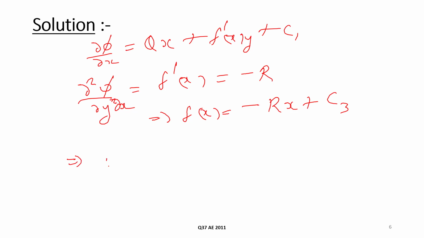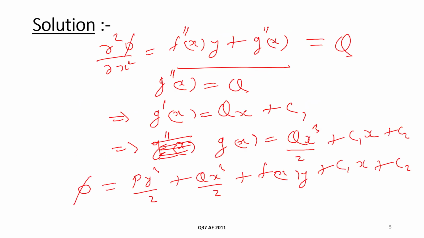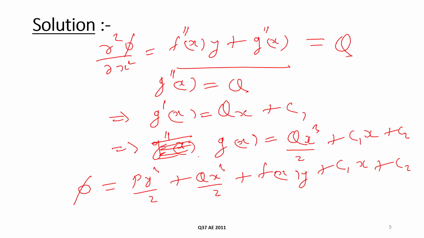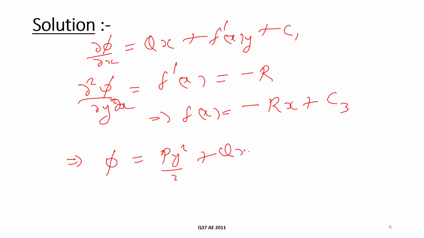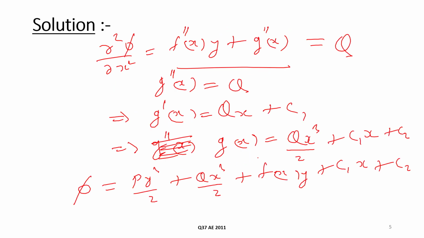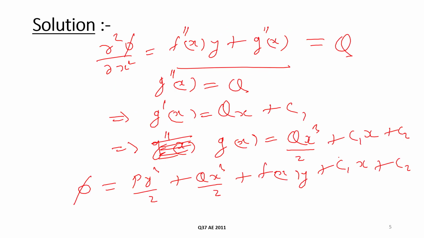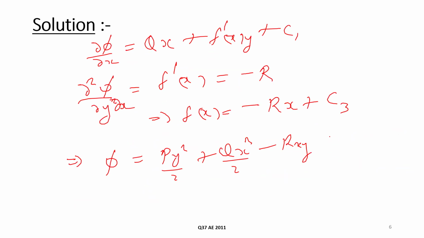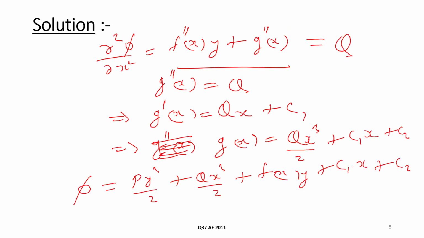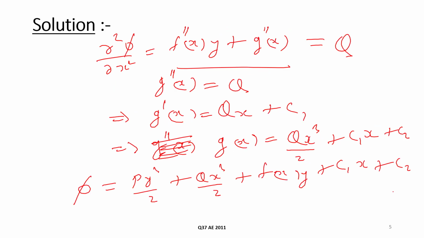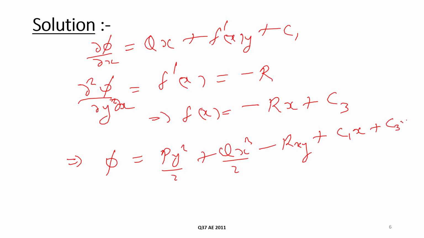So our φ will be py²/2 plus qx²/2 minus rxy plus c1x plus c3y plus c2.